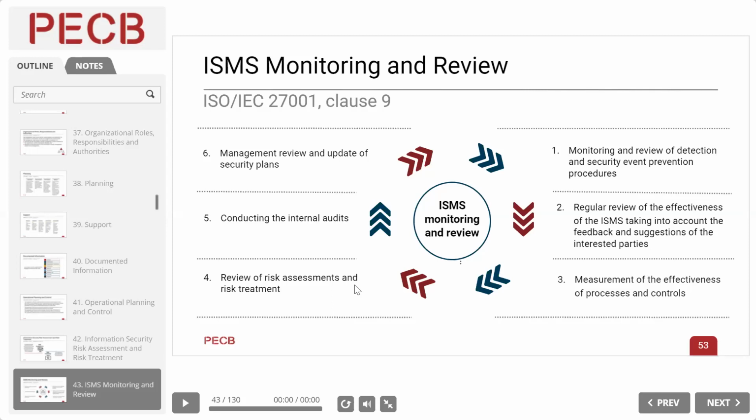Number 3, measurement of the effectiveness of the processes and the controls. So we need to put key performance indicators in place, key risk indicators in place, and ensure that we are measuring those indicators. Number 4, review of risk assessments and risk treatments.